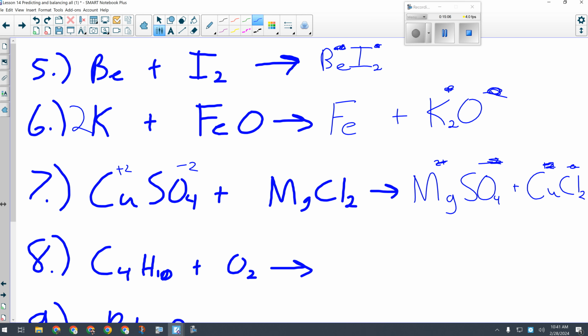So sometimes you have to watch for that in a double replacement reaction. You could have multivalent metals, and you'll have to investigate back to the reactant side to see what their charge is. All right, what kind of reaction is number 8?